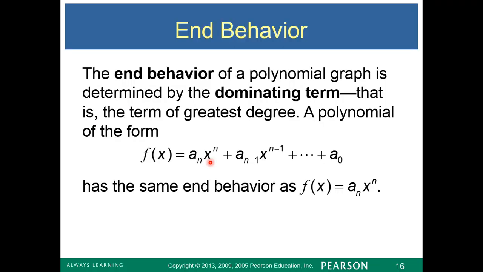So now let's talk about end behavior. The end behavior of a polynomial graph is determined by the dominant term. The dominant term is the leading term, the one with the largest exponent, because as x gets larger and larger, this is the term that is going to end up controlling the behavior as x gets really, really big positive or really, really big negative. Which means end behavior, at the tails.